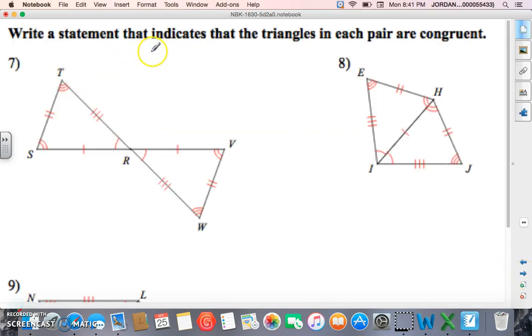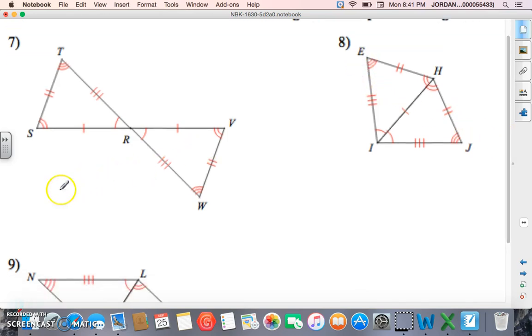So now we're going to write a statement that indicates the triangles in each pair are congruent. Okay, so we're actually going to write the statement this time. So we're going to write the congruent statement for these triangles. And you don't have to start with any particular letter on these. Any letter will work. But the key is you've got to write both triangles in a way that the corresponding parts are in the right position.